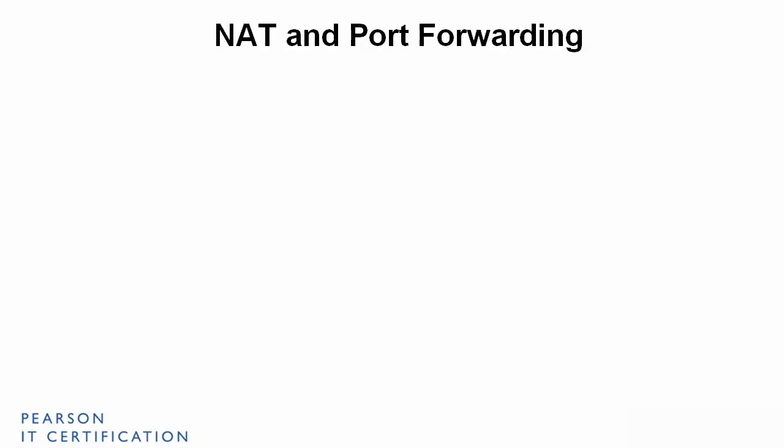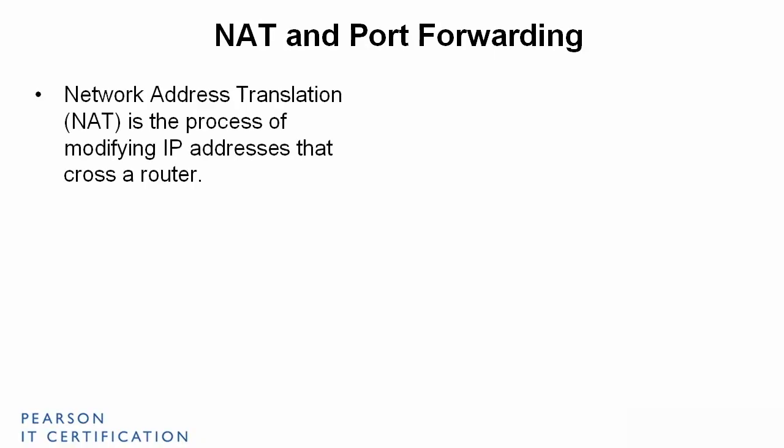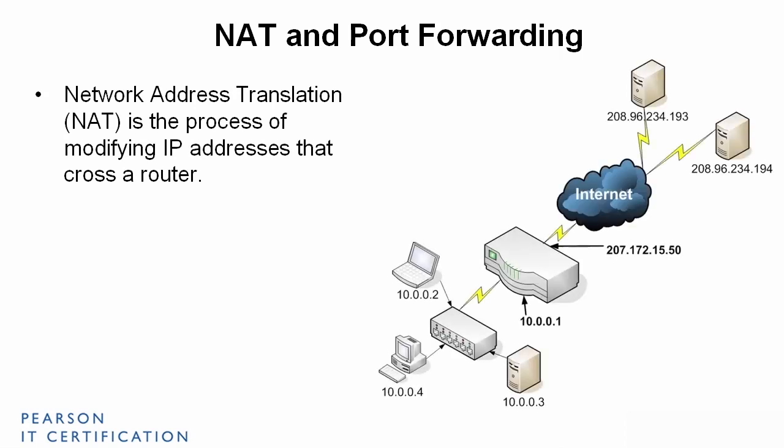Let's talk about NAT and port forwarding. Network address translation, or NAT, is the process of modifying IP addresses that cross a router. Generally, this functionality is built into your router, whether it's a large black box used by a corporation or a basic 4-port SOHO router. And what it does is it hides an entire IP address space. In this case, in this diagram, the private Class A 10 network of computers.